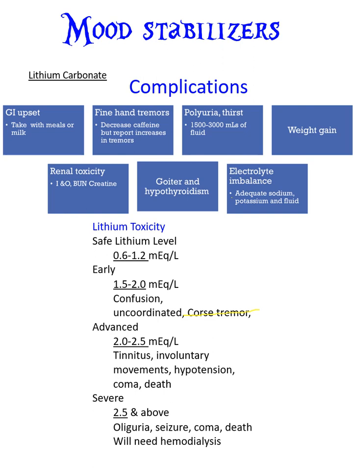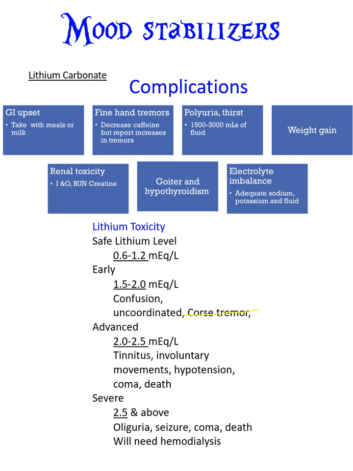Lithium toxicity, our safe range is 0.6 to 1.2. And as we increase in our levels, the worse it gets. Starting at about 1.5 to 2, we have confusion and uncoordination. Then we move on to advanced tinnitus, hypotension, and you could die. And then severe, where you're going to have oliguria, seizure, coma, death, and you have to have hemodialysis to get the lithium out of your body.